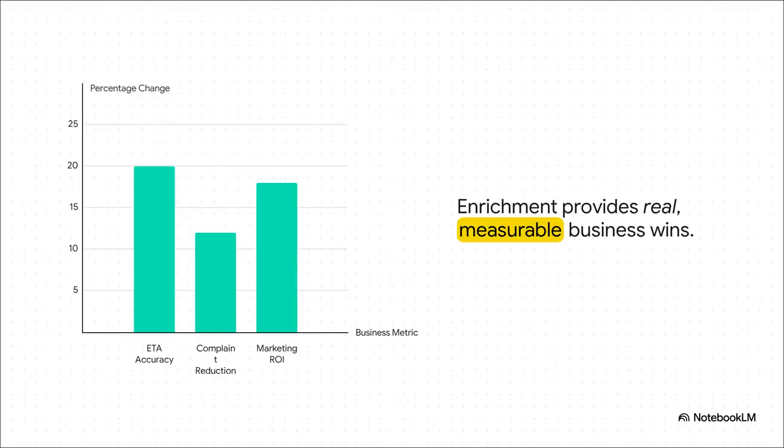Well, the results for Hungry Now are tangible, and honestly, they're pretty impressive. By integrating that weather and traffic data, their ETA accuracy shot up by 20%. Adding the hygiene scores, customer complaints dropped by 12%. And using demographic data for smarter targeting, marketing ROI went up 18%. I mean, these are real numbers that make a real difference.